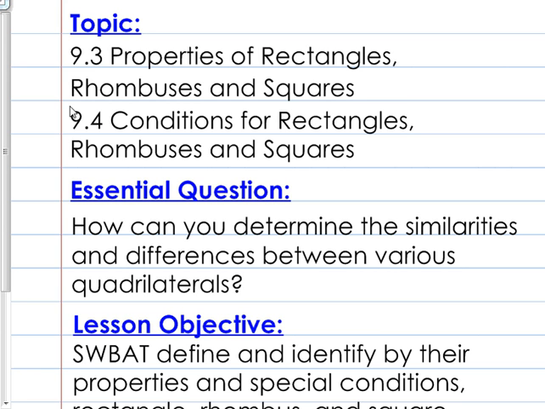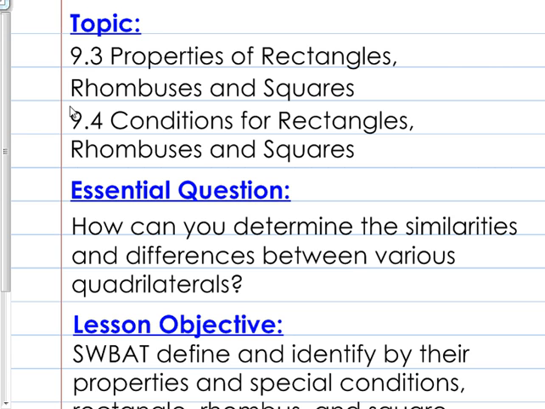Welcome back, Geometry Scholars. Today's lesson is on properties of and conditions for rectangles, rhombuses, and squares. These three shapes are specific types of parallelograms. Our previous lesson was on parallelograms and what makes a shape a parallelogram, and now today we're going to be talking about three types of parallelograms.